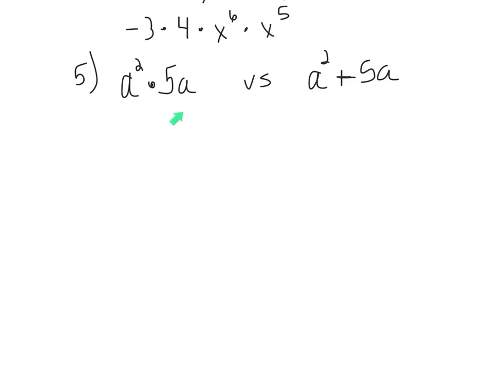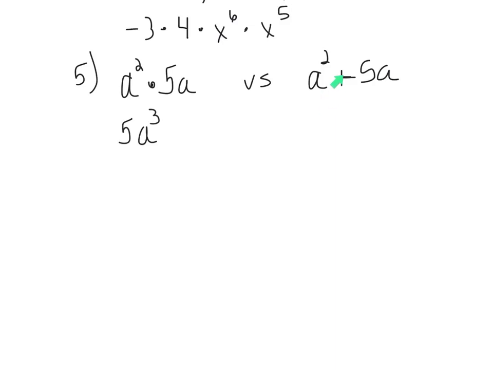Next here we are going to compare two problems that look very much the same. A squared times 5a versus a squared plus 5a. With multiplication we can multiply anything we want. We do not need like terms. So here the 5 will be in front, and then a squared times a brings you to a to the 3rd because we're going to add the 2 into the 1 extra. So we have 5a to the 3rd.